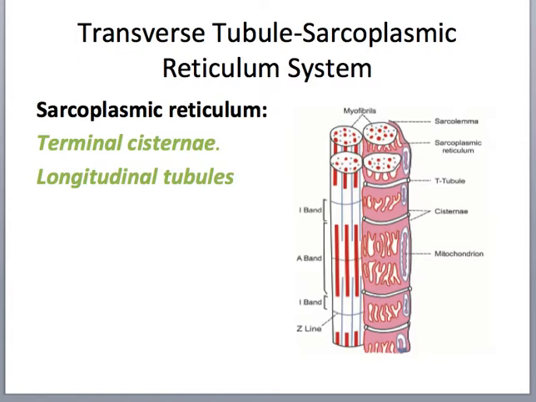Now, the sarcoplasmic reticulum is composed of two major parts: large chambers called terminal cisterns, and the longitudinal tubules that surround all the surfaces of the actual contracting myofibrils, plus an active calcium ion pump that is also present in the membrane of the sarcoplasmic reticulum.